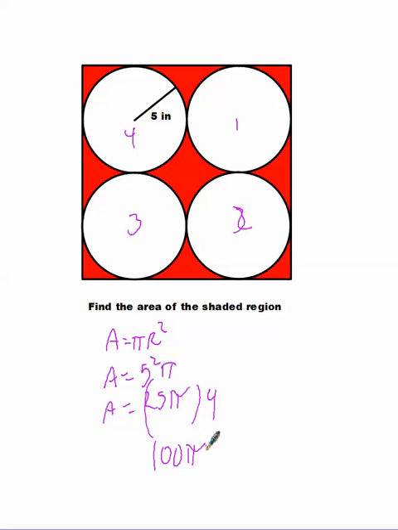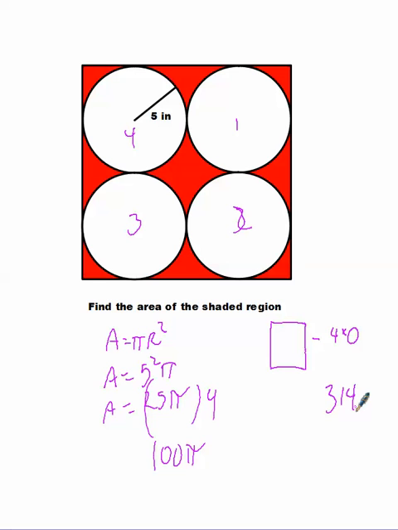Well, how does this help me? Well, the area of the shaded region is going to be equal to the square minus 4 times the little circles, right? So right now I know I have 314 units taken up in the circles, because pi times 100 is 314.